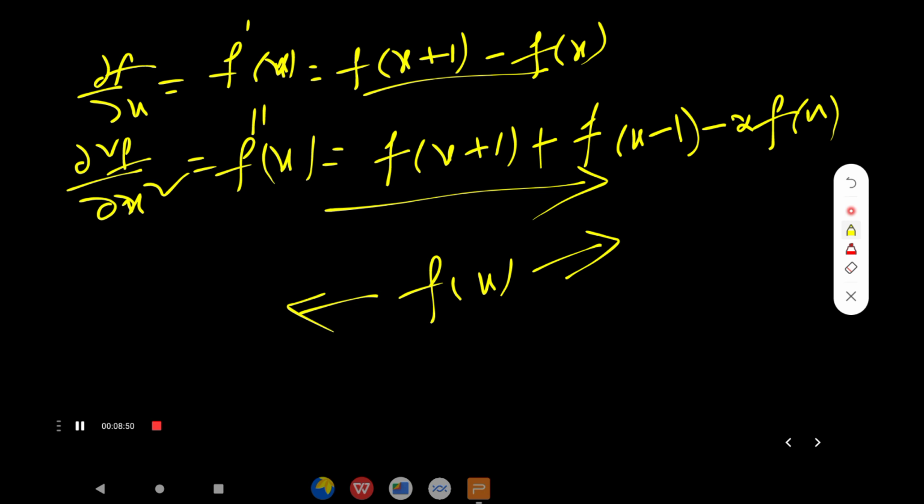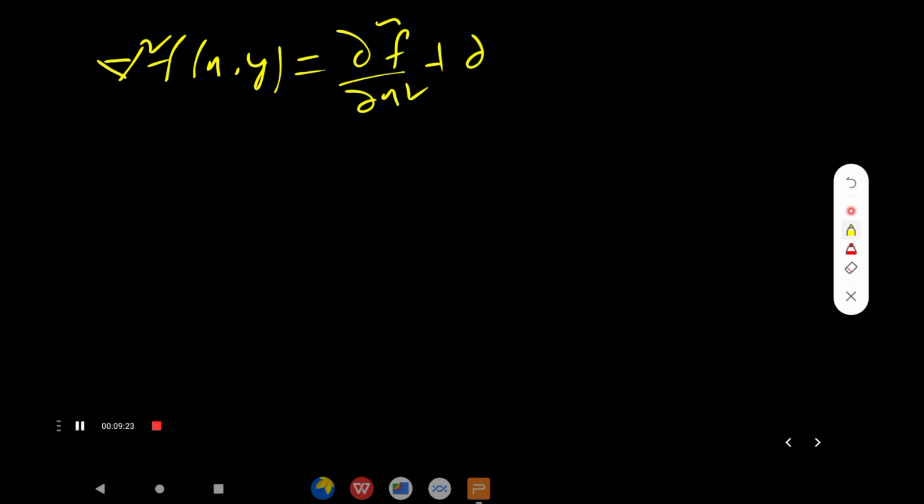Let us move on to detecting isolated points. For that purpose, we go for the Laplacian operator, which is used for detecting isolated points. That is dou square f of x comma y equal to dou square f by dou x square plus dou square f by dou y square. From this approximation, we already know dou square f by dou x square from the previous example.